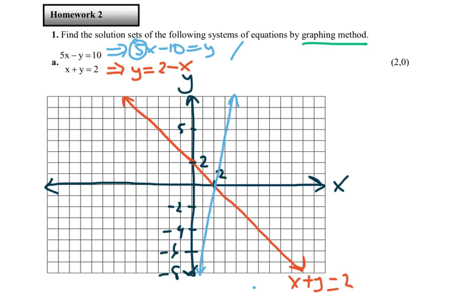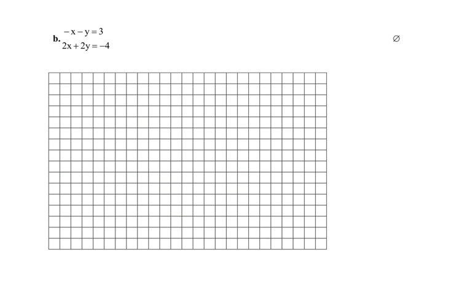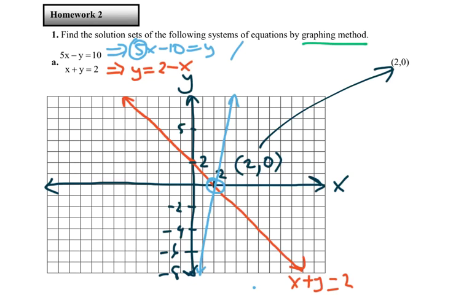Okay, so we can see here the intersection point is this point here, and the coordinates are x first, y second, and you can see that that's the solution set. All right, so let's have a look here. Another way we could write this solution set is to say x equals 2, y equals 0, by the way.